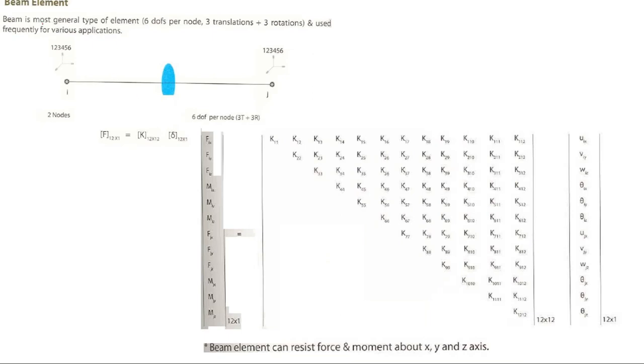The beam element is the most general type of element. 6 degrees of freedom per node, 3 translations and 3 rotations, are used frequently for various applications. That's why, for each of the 2 nodes, each node has 6 degrees of freedom: 3 translation, 3 rotation, so 1, 2, 3, 4, 5, 6 here, and here also 6. So total 12. You will get a 12 by 12 matrix like this. Fx, Fy, Fz, Mx, My, Mz. For the second joint also Fx, Fy, Fz, Mx, My, Mz. This is the force, this is the stiffness.